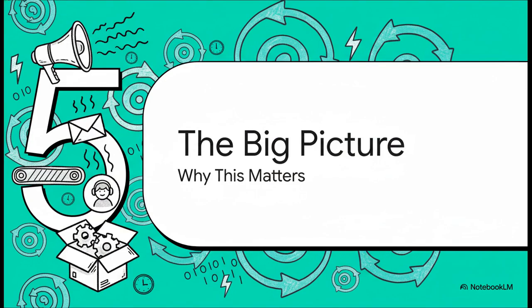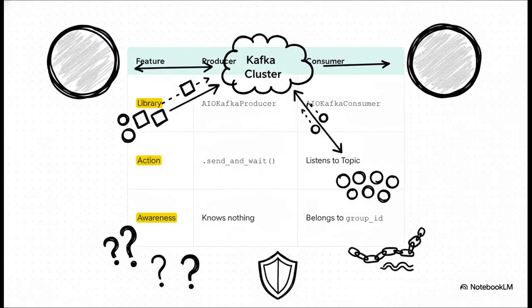So we've sent a message and we've received a message. Kind of cool, right? But let's zoom out for a second and talk about why this simple producer-consumer pattern is such a game changer, why it's a cornerstone of modern software. Let's put them head to head. You've got the producer on one side, consumer on the other. You can see they both connect to the same Kafka cluster. The producer sends to a topic, the consumer listens to that topic. But look at that last row. That's the crucial difference. The producer is completely oblivious. It has no idea who's listening. The consumer, on the other hand, operates as part of a coordinated, scalable team.